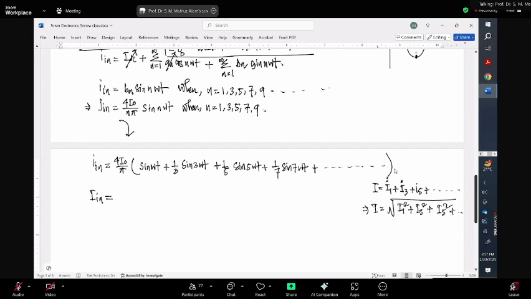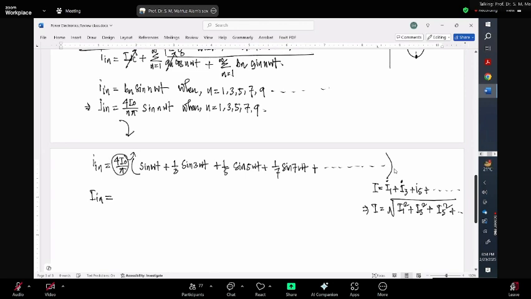So by doing this, can you tell me from a sinusoidal waveform how you can get the RMS value? Anyone? From a simple sinusoidal waveform, how can you get the RMS value? Sir, root over 4 I naught by pi.